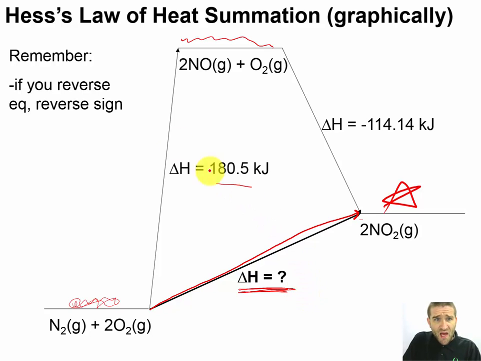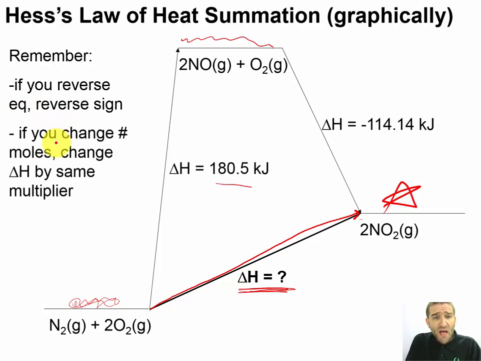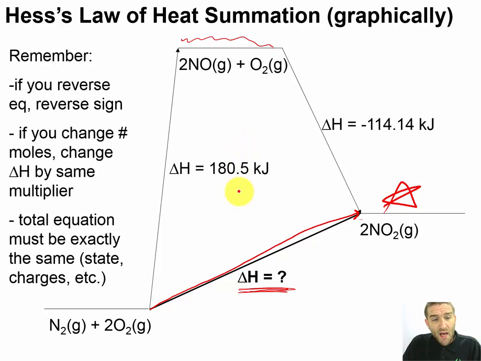Now, I want to remind you of a couple of things because we always have to make sure we're doing them the right way. Keep in mind that if you reverse the reaction, you've got to reverse the sign. If you change the number of moles, you have to change the enthalpy by the same multiplier. So if I had to do 2 moles and 4 moles to make 4 moles and 2 moles, it would take twice as much energy because I've actually increased the stoichiometry of the reaction, and as a result I have to double the stoichiometry of the heat. Remember that heat is going to be a reactant or a product in these reactions.